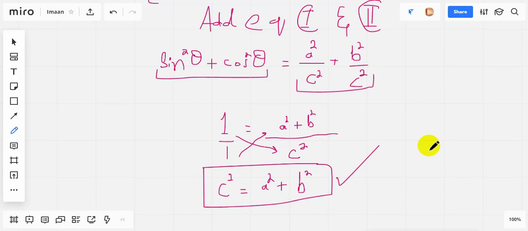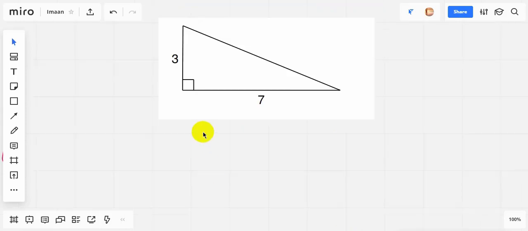Let's practice an example. So now we have this question. Let's name the sides first. Let's say here we have our acute angle theta. So this side will be then adjacent side. This will be our opposite side. And this will be our hypotenuse. And then we can name them anything we want, but usually we do as A, B and C.